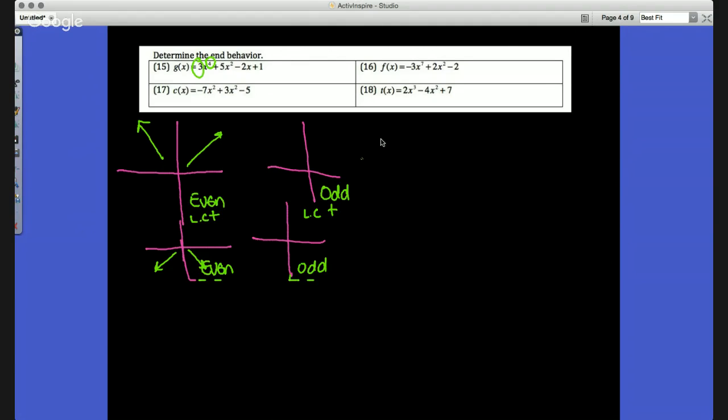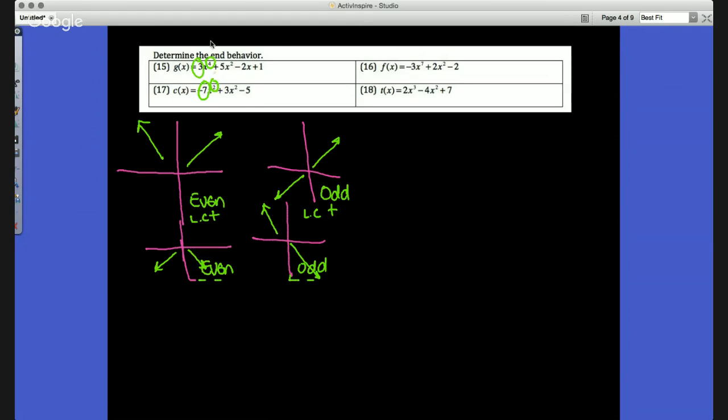If it is an odd exponent, odd degree, and its positive lead coefficient, we will rise to the right and fall to the left. If it's odd and negative, we will rise to the left and fall to the right, okay? So those are the 4 different types of graphs we have. So all you need to do is know how to utilize it. So for instance, if it's an even degree with a negative lead coefficient, what we know about that is we will fall to the left and fall to the right.